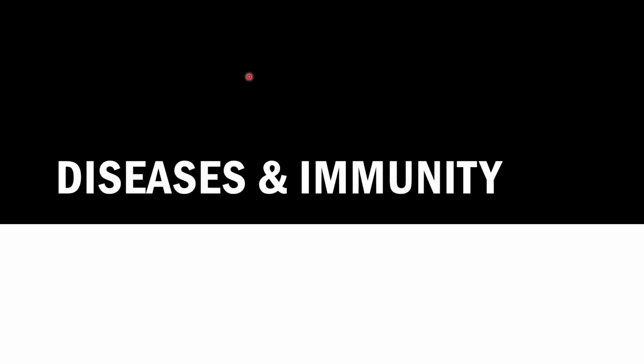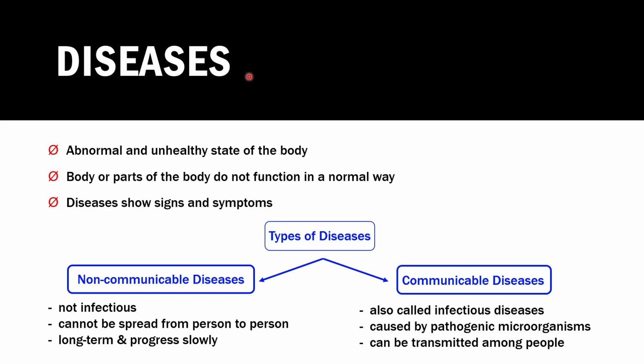Let's go on to our next topic, diseases and immunity. In this section, we will mainly talk about diseases, different types of diseases, and the immunity that is against these diseases. So what are these diseases? Diseases are abnormal or unhealthy states of your body. It can happen in any part of your body that does not function in a normal way.